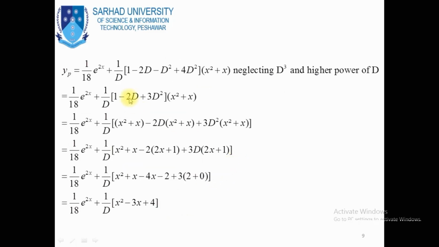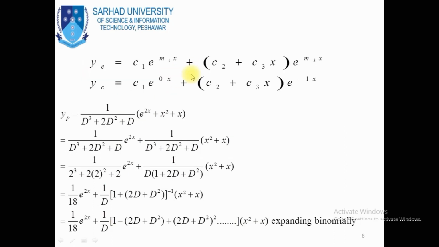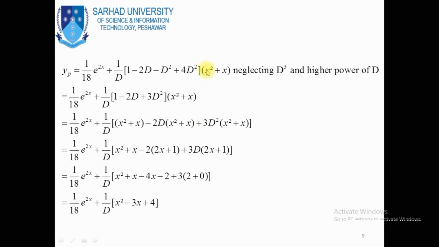You see over here in the coming slide: 1 over 18 e power 2x is the particular part for the exponential, and plus 1 over D into (1 minus 2D minus D square plus 4D square) operating on the given polynomial. Now D is the first derivative of this polynomial, D square is the second derivative, and after simplification minus D square plus 4D square means 3D square. So x square plus 1 multiplied with 1 we obtain x square plus x, and 2D multiplied with the polynomial, and similarly 3D square multiplied with the polynomial.